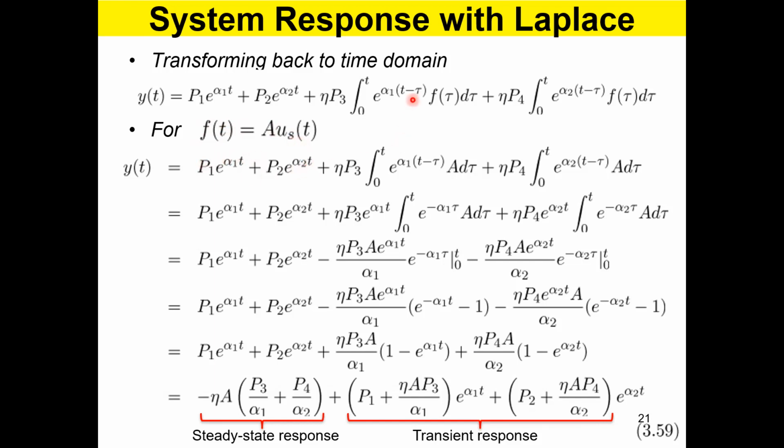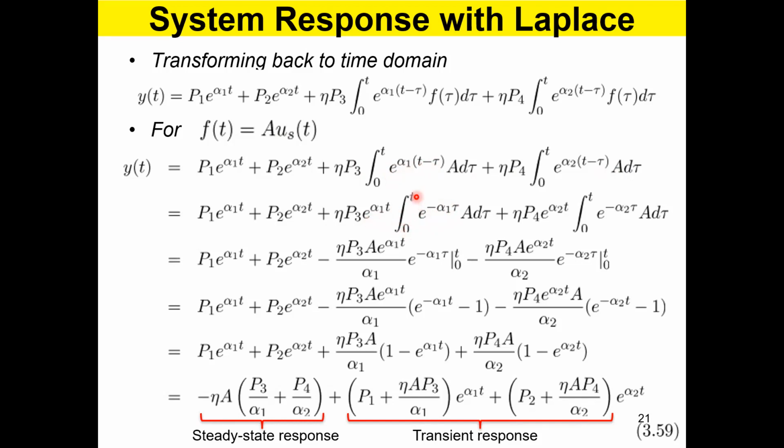Again, first two terms are already done. Third term, eta P3 integration 0 to t e to the alpha 1 (t minus tau), f(t) becomes A d tau, right? u(t) is 1. The fourth term is also the same, eta P4 integration 0 to t e to the alpha 2 (t minus tau) A d tau. Let's do the integration, right? e to the minus alpha 1 tau, you keep it there because that is the subject of integration, tau. t is a constant with respect to the integration, so e to the alpha 1 t comes out of the integration.